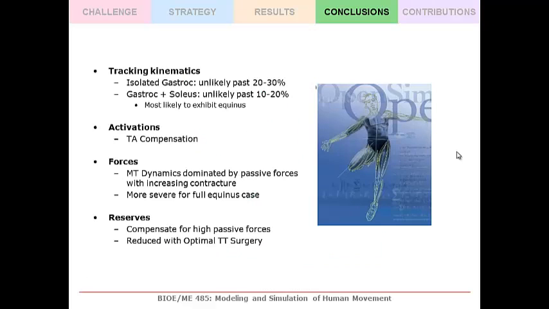Here we've looked at generalized reserve forces needed to make a model with progressively shorter muscles complete normal walking kinematics, and we've seen how compensatory activation strategies evolve, as well as how forces change within the system with progressive amounts of contracture.